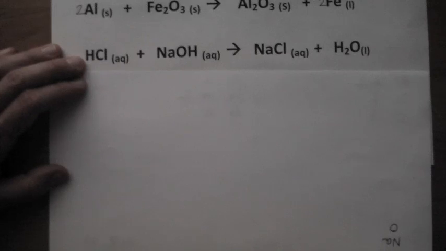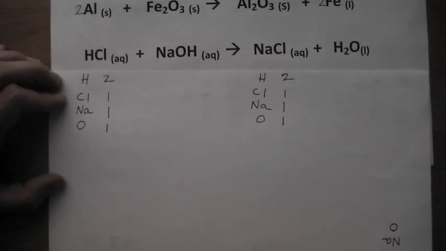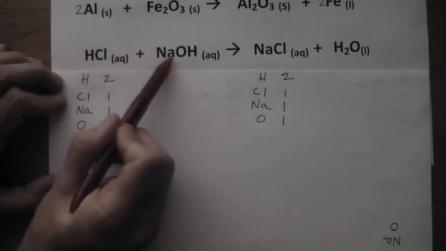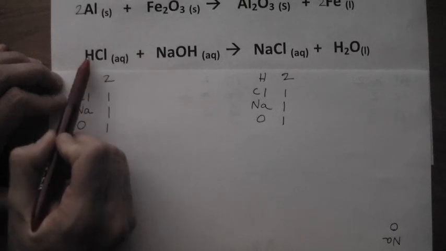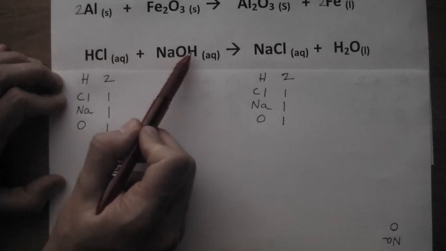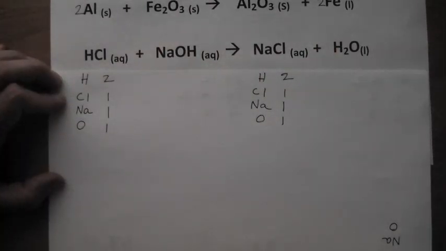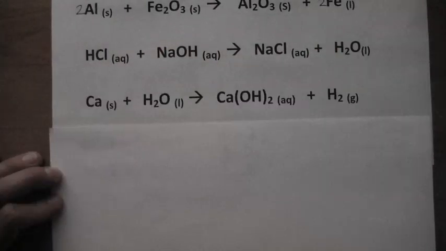Here's another example. It looks like I am balanced. Now what type of reaction is this? It looks like chlorine is then combined with sodium, as well as hydrogen combines with this OH to create H2O. That's an example of a double displacement reaction.